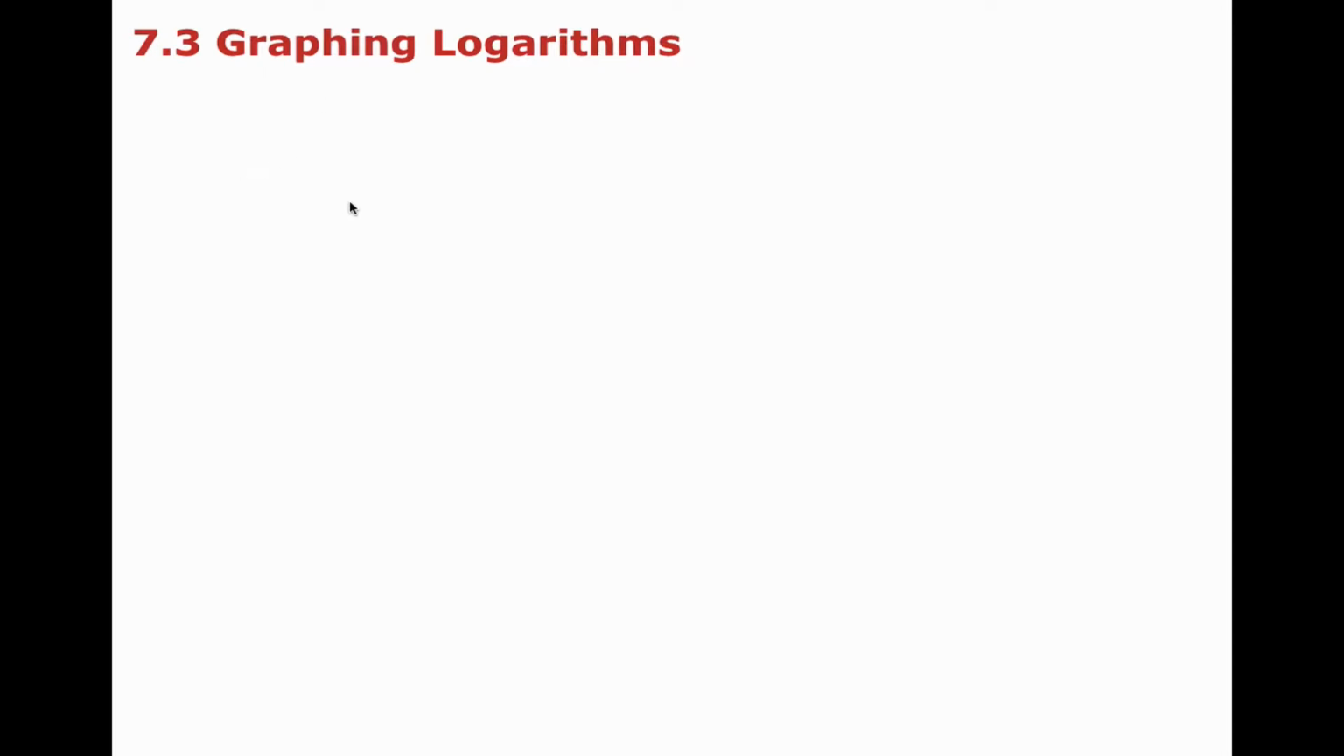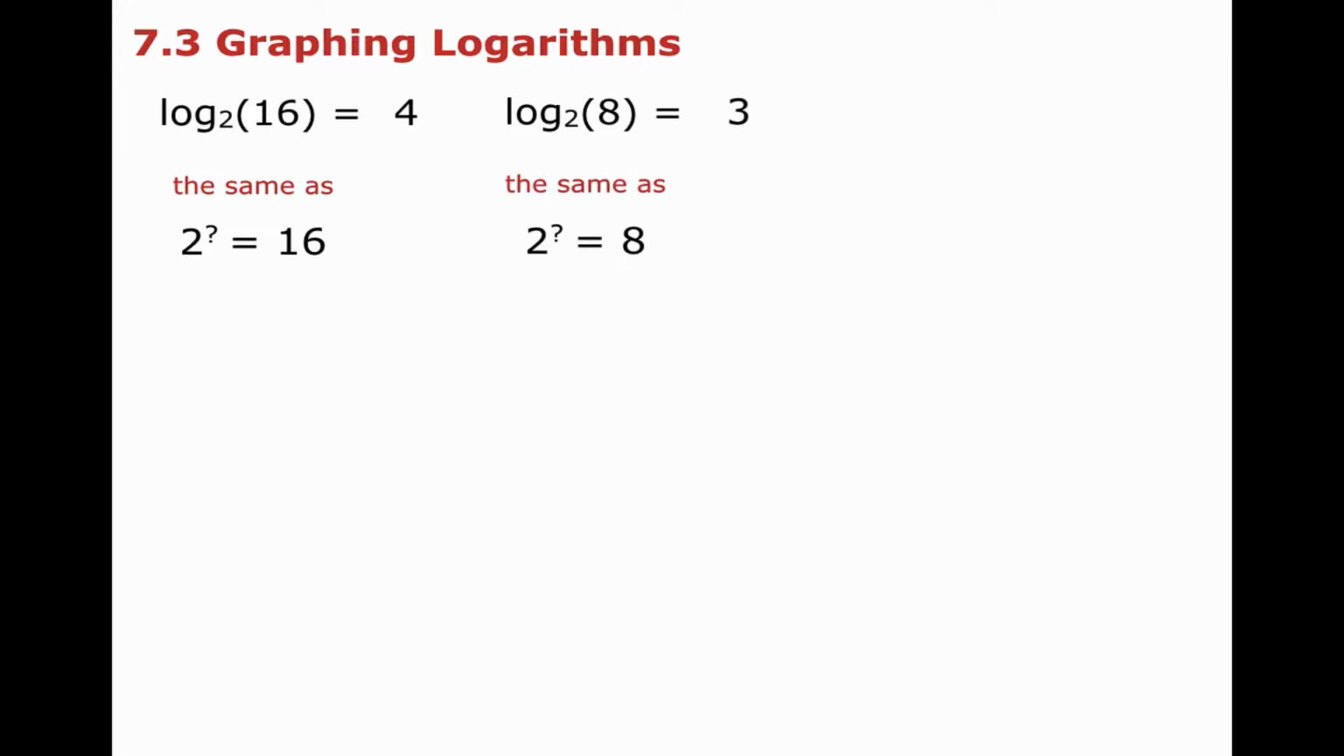So we're going to talk about graphing logarithms. Just remember that this is log 2 of 16, which is the same as 2 to what equals 16, which would be 4, right? 2 to the 4th equals 16. And this is similar: 2 to what equals 8? So 2 to the 3rd equals 8. And 2 to what equals 64? So that is 2 to the 6th equals 64.